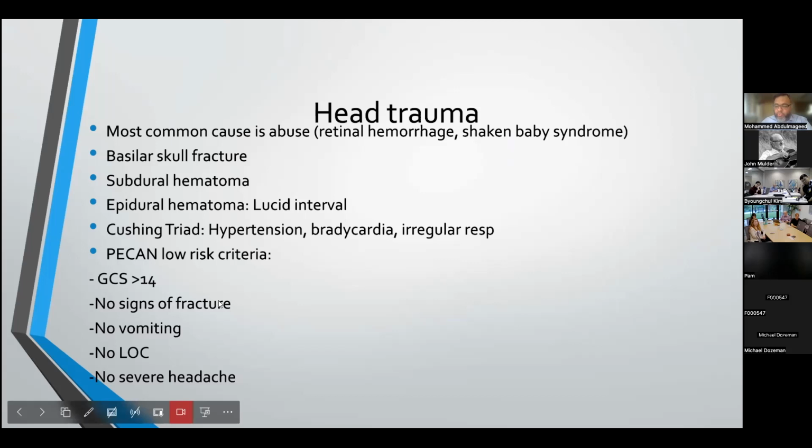Usually, in order to decide whether this concussion needs to be treated in the hospital, observed, or the patient can go home, we have developed something called the PECARN low risk criteria. If the Glasgow scale is above 14, there are no signs of fracture, no vomiting, no loss of consciousness, or severe headache, the patient can go home and be observed at home, and doesn't have to be admitted to the hospital.